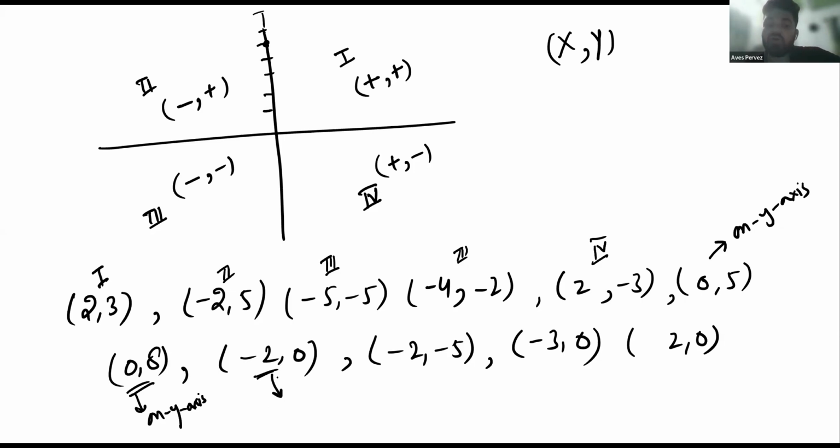So if x is given and y is 0, it will lie on the x-axis. So it will lie on -2. We have -1, -2, so here it will lie. -3, -4. Okay, got it?